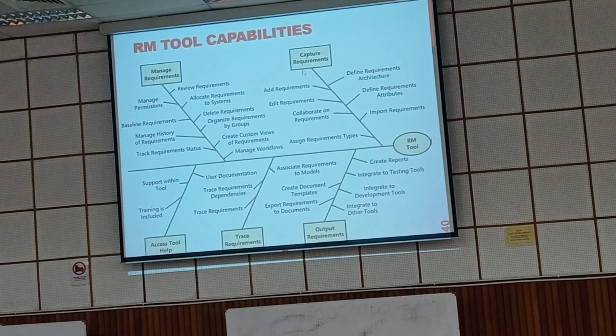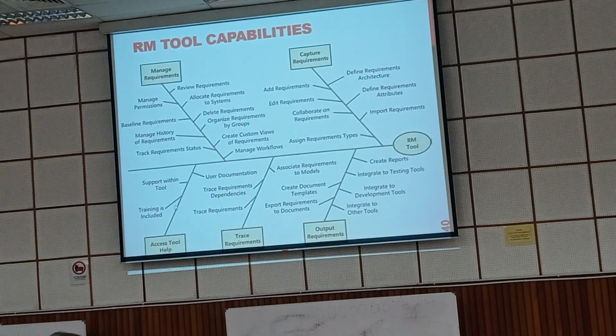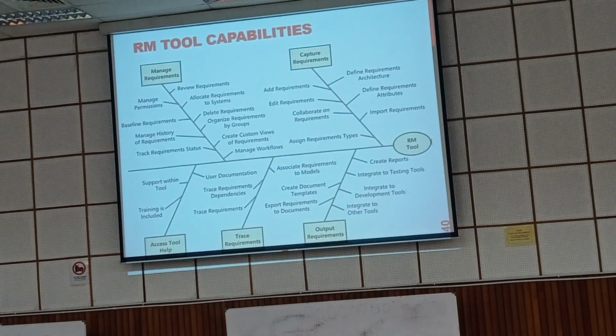Capture the requirement, finding, getting the requirement. Adding new requirements, deleting requirements, updating requirements, all those things come under capture. Access, tool helps. You can always get a guide from here. Then trace requirement, traceability. Find the respective source code, respective design specification, respective test case, test plan, and so on. Then output requirement. If you want to display the requirements, you can always search or find the requirement through these tools. So these requirement engineering tools are quite good.